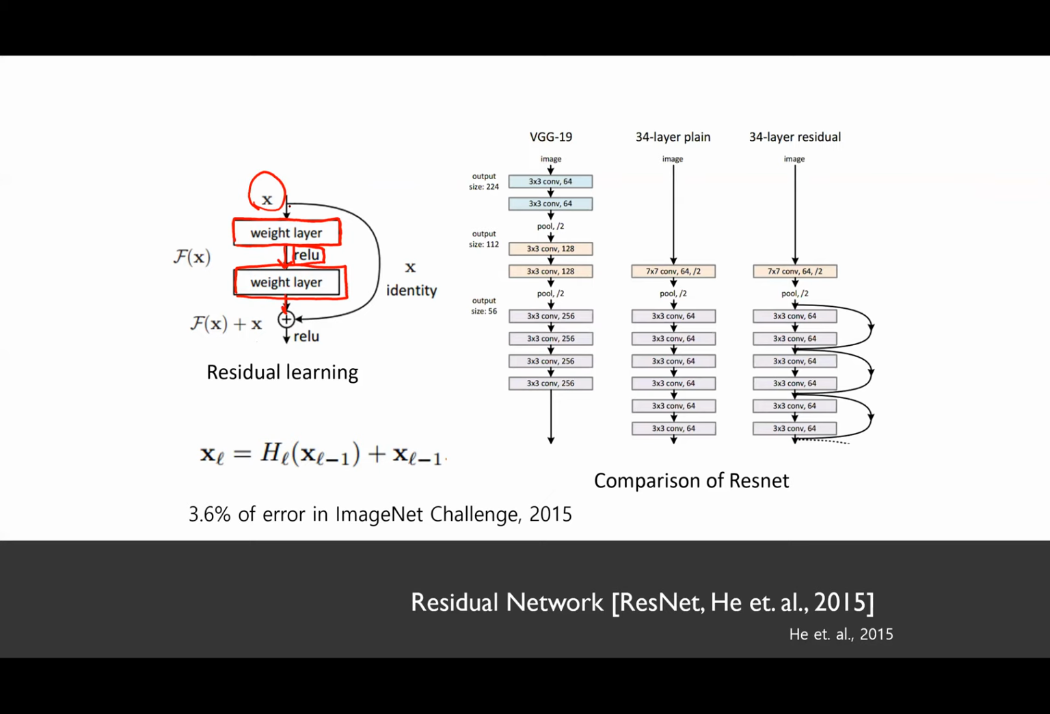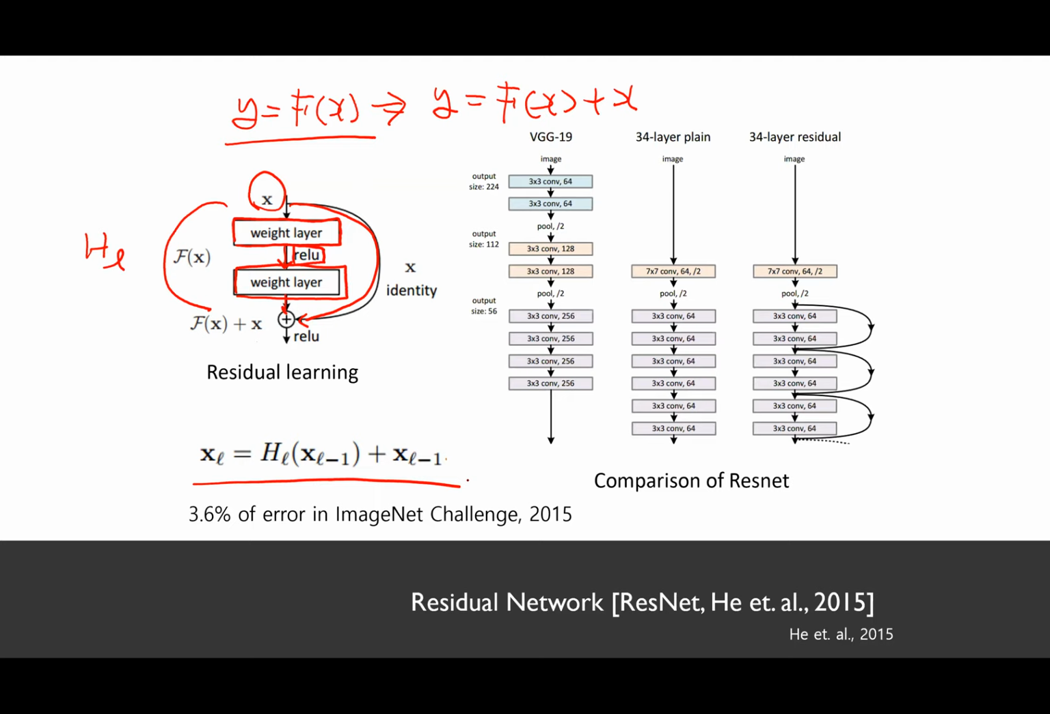So instead of the next layer Y being F(X), we represent the next layer as F(X) plus X, right? We represent this whole unit as H in the layer L. This is what ResNet does. So we have a representation of the nonlinear conversion of the input plus the input, right? That is what ResNet does.